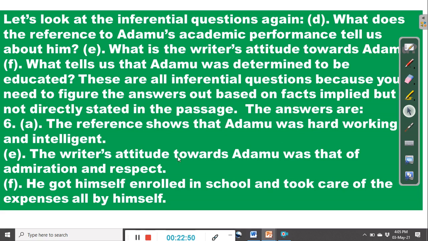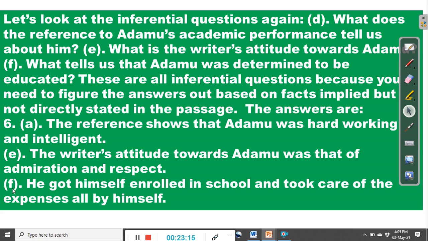Then E, the writer's attitude towards Adamu was that of admiration and respect, because from the whole thing the writer said about Adamu, you will discover that the writer had an attitude of admiration. He admired Adamu, he respected his intelligence, his brilliance, his hard work.